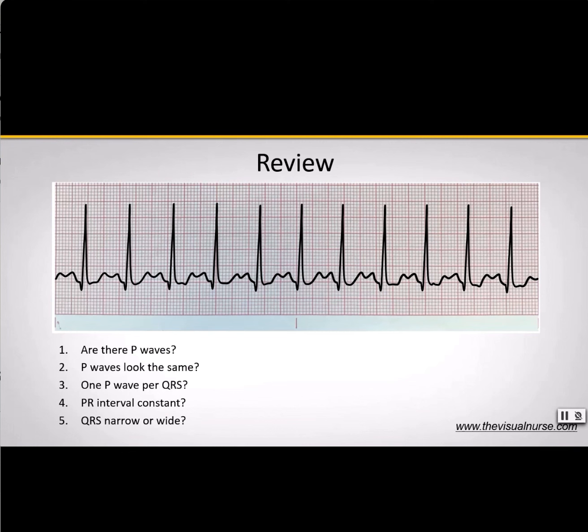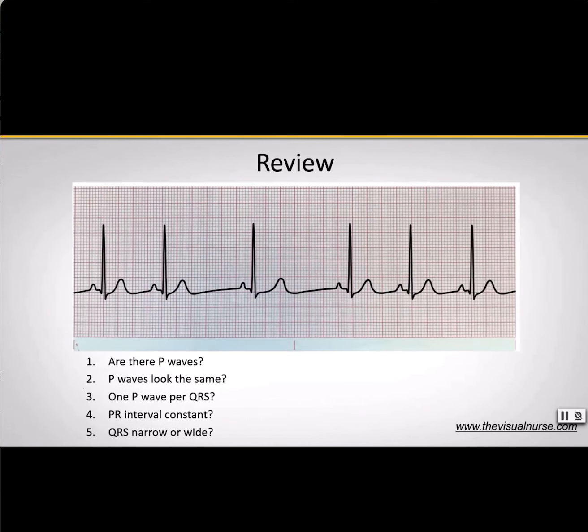We have a regular rhythm because everything's marching out on time every time. There's one P wave for each QRS complex, and all of our P waves are upright and look the same. That tells us the impulse is coming from the atria. We assume it to be sinus at a 1-to-1 ratio. So, what we're looking at here would be an example of sinus tachycardia.